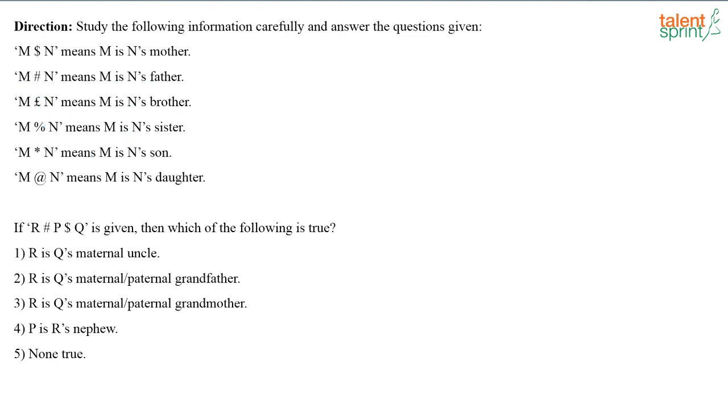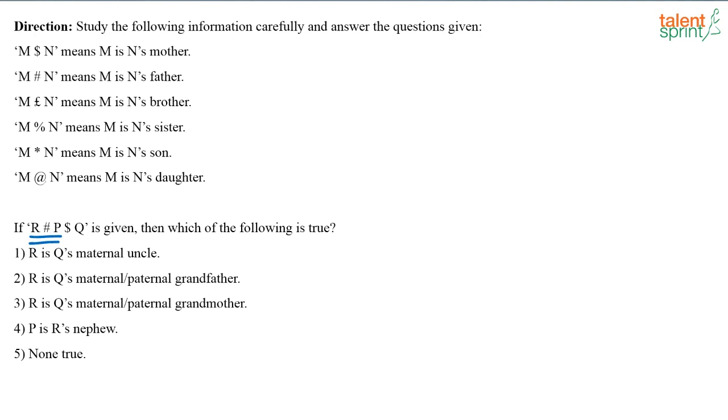M is N's brother. M is N's sister, and so on. So based on that, you have to find out which of the following is true. There is one way to solve this question: directly look at the information and draw the diagram accordingly. There are two ways in which you can approach this question. We'll try out both the ways.